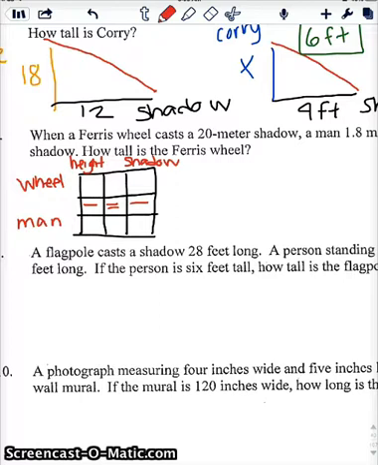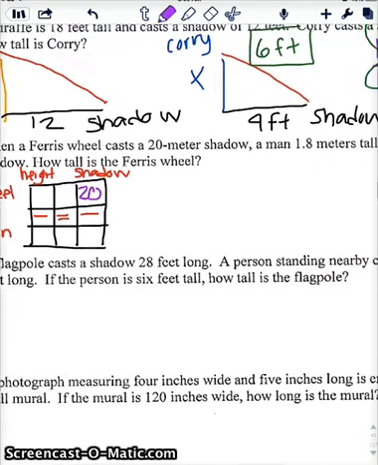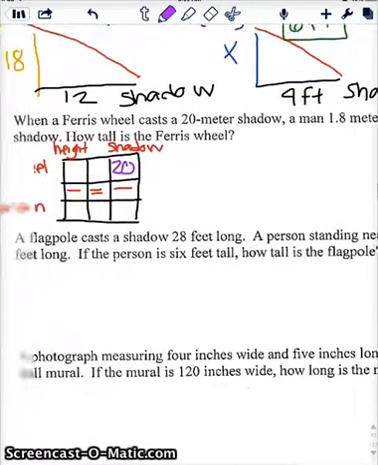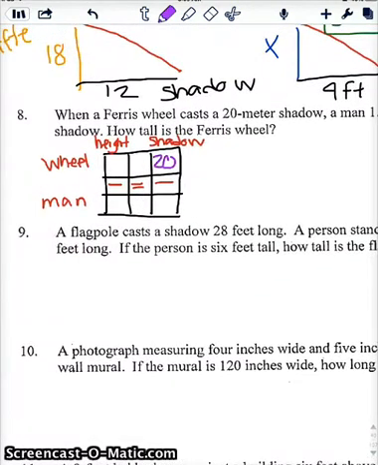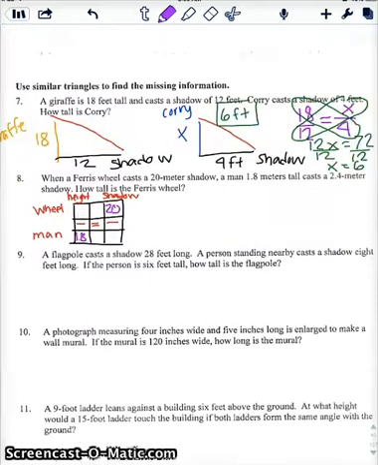Now I start to fill in my information like a puzzle. So the Ferris wheel casts a 20-meter shadow. So under wheel and shadow, I'm going to label 20. So it lines up under wheel across the top, and it lines up under shadow across the right. A man is 1.8 meters tall. So I'm going to put in 1.8 for the man's height, and that comes from right here.